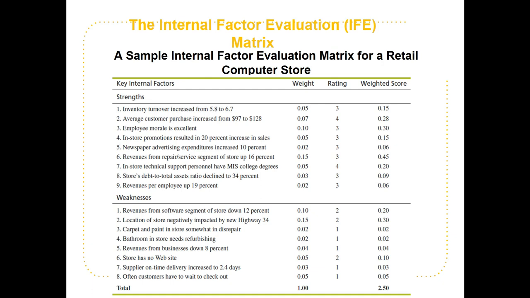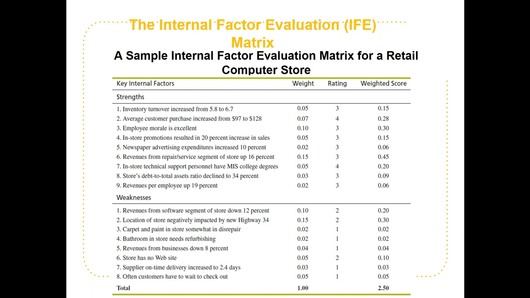So the matrix contains substantial quantitative data rather than vague statements. Please take note of that. Rather than writing something like excellent, they are quite specific. So overall, the store receives a 2.5 total weighted score, which on a 1 to 4 scale is exactly average, indicating there is definitely room for improvement in store operations, strategies, policies, and procedures.